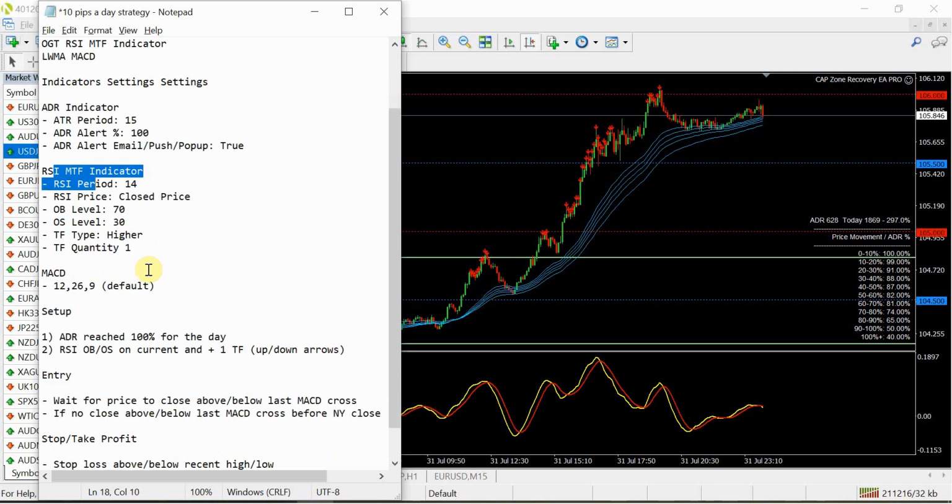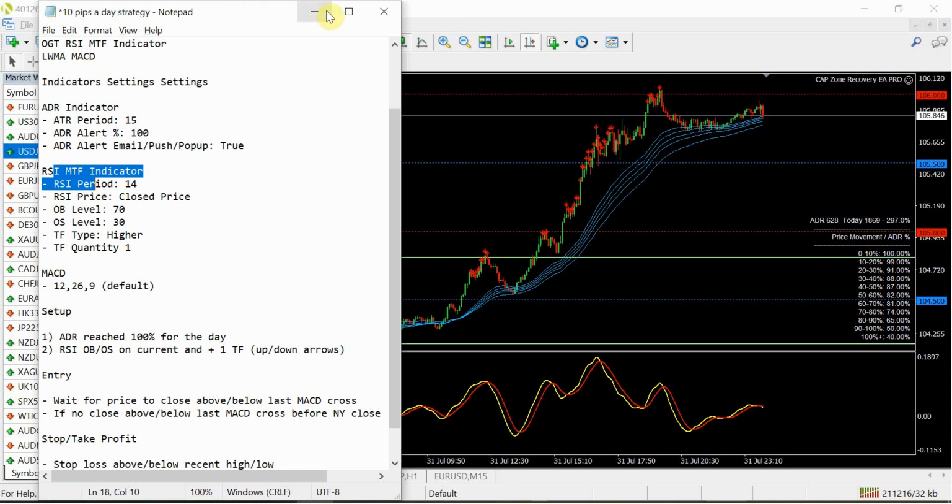So we've gone through the indicators, we've gone through the setup. Now let's go into the entry. So you got a push notification on your phone that the ADR is at 100% and the RSI is overbought or oversold on multiple time frames.